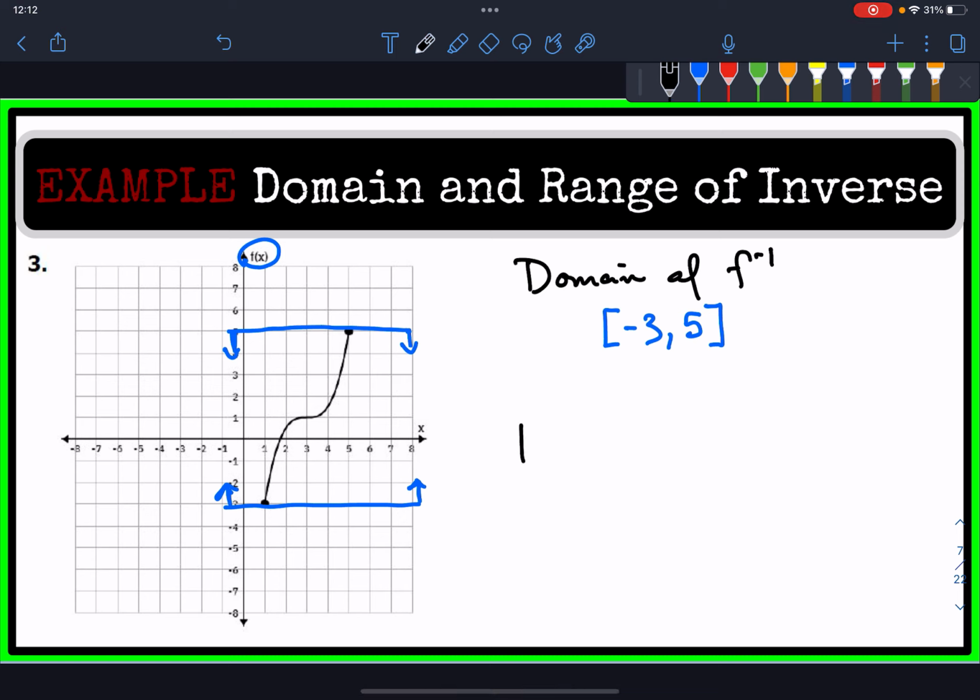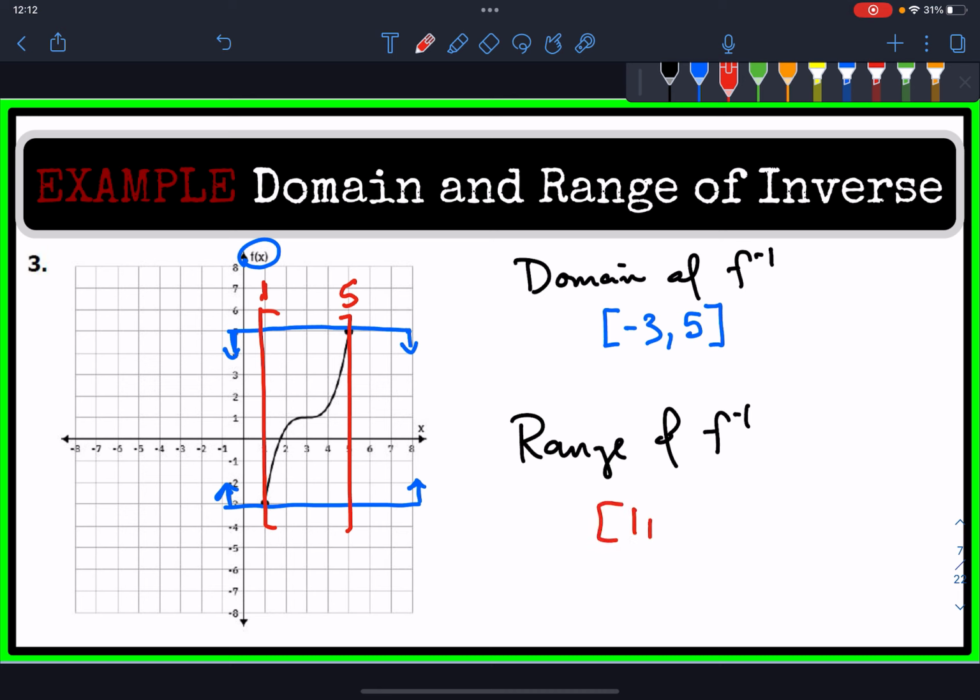Now the range of the inverse is the domain of the function. So looking at the domain for this, again, we're going from +1 to +5. So our domain would be from 1 to 5. And again, since those endpoints are closed, it would be a closed interval.